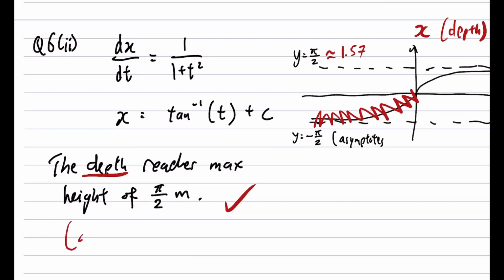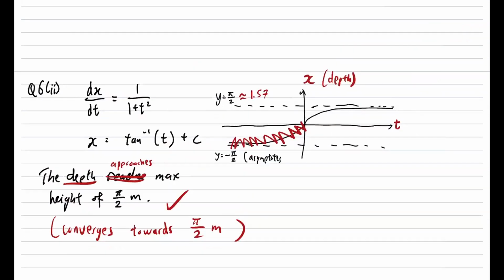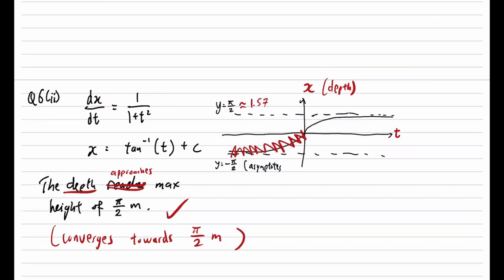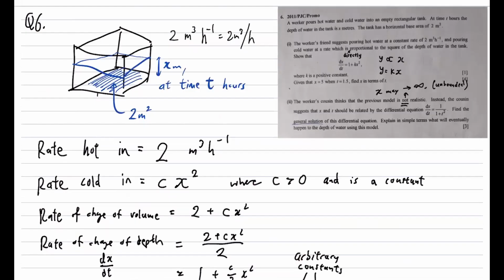Approaches, converges towards. It actually never exactly reaches the maximum, so it's more accurate to say converges towards. Shouldn't say reaches. Approaches. Approach means you're getting closer and closer, but never actually there. That's why it's more realistic. You have an upper limit. If not, the water will just keep flowing, going for taller and taller. It doesn't make sense.